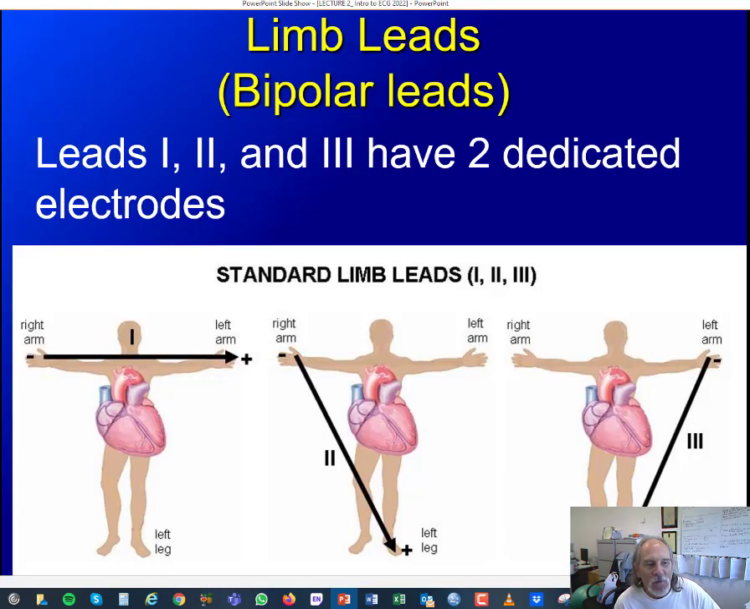So these are the limb leads. All right, so these are the bipolar leads. So they're lead 1, lead 2, and lead 3. And you can see it has 2 dedicated electrodes.